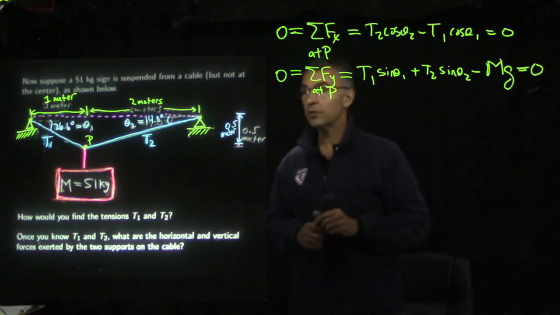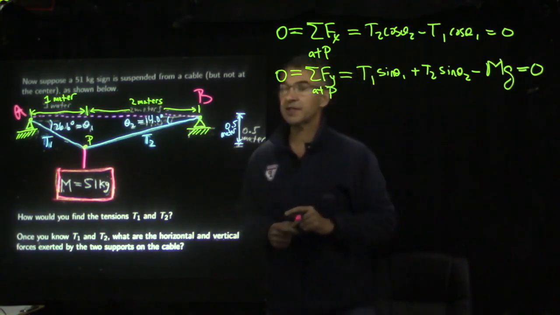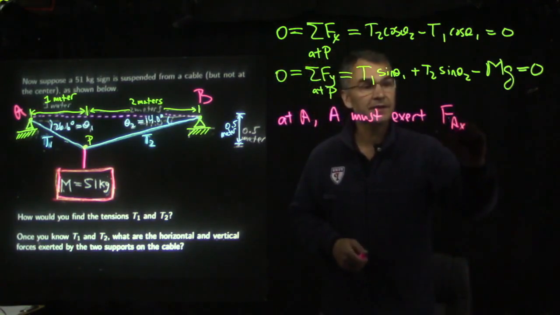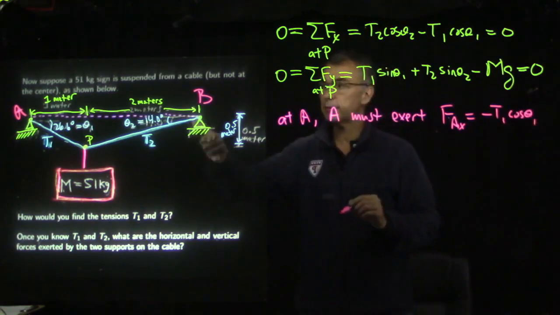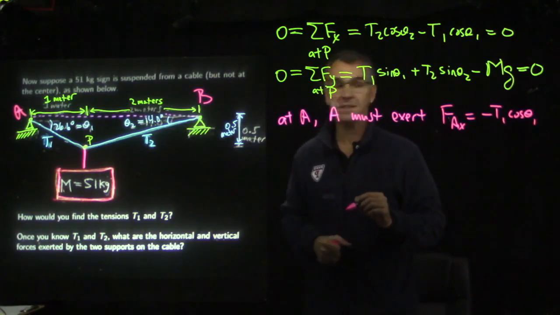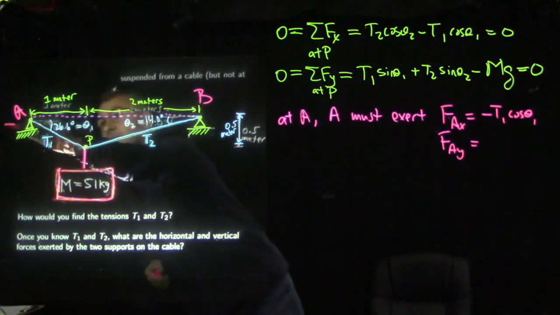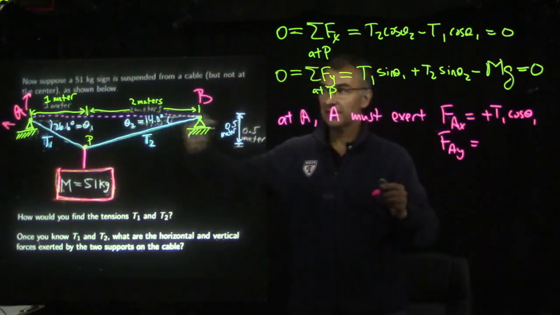Then, once you know T1 and T2, we can figure out the horizontal and vertical forces exerted by the 2 supports on the cable. So A must exert FAX equals minus T1 cosine theta 1. It has to be pulling to the left since T1 is pulling to the right on A. And then there's FAY. So this is to the left, this is up. Well, if I draw the arrow that way, this becomes a plus sign.